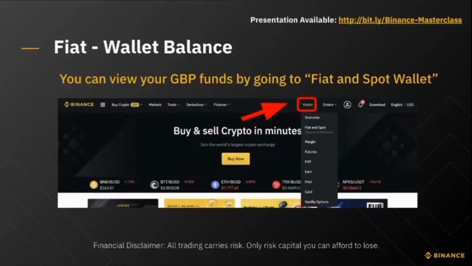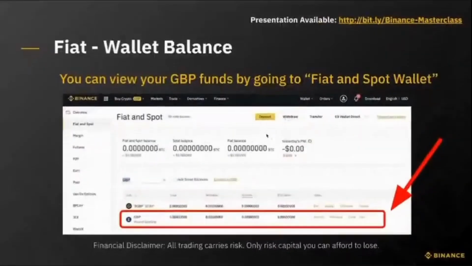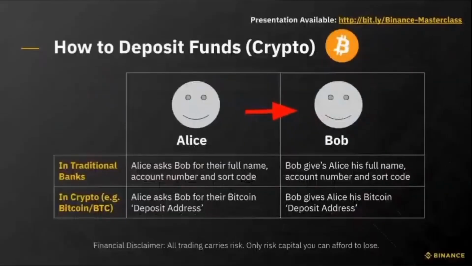To be able to do this, hover over Wallet on the top navigation bar and click on Fiat and Spot. You'll be directed to your wallet page. Type in GBP, and then you'll be able to see your GBP amount on this page. So that summarizes how to deposit GBP into your account. Now we're going to touch on how to deposit crypto funds.